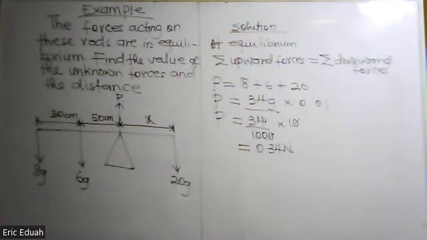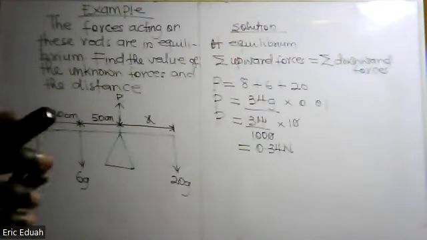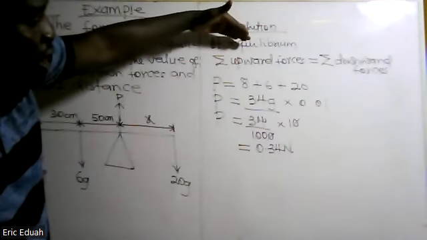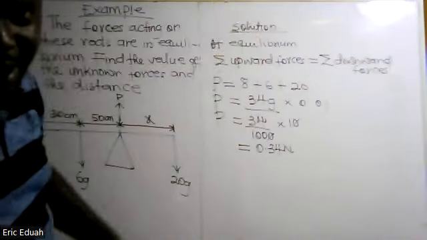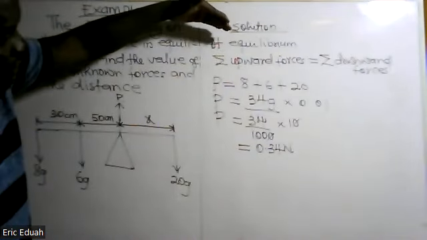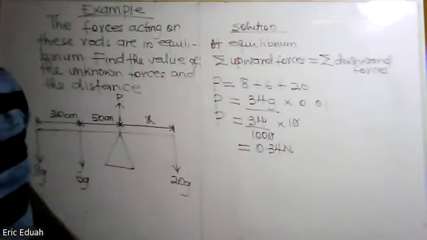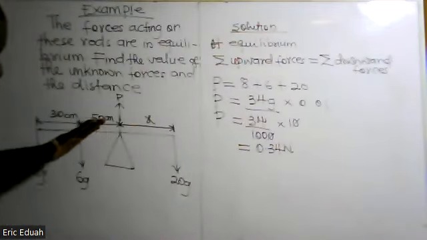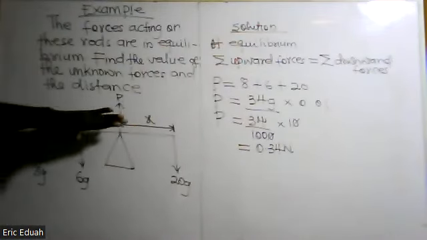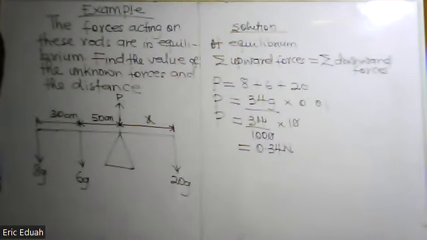Please, I don't understand. Eliana, which part? The addition of the masses. The what of the masses? P is equal to 8 plus 6. The first law of principle of moment says that to obtain equilibrium, the sum of upward forces must be equal to the sum of downward forces.